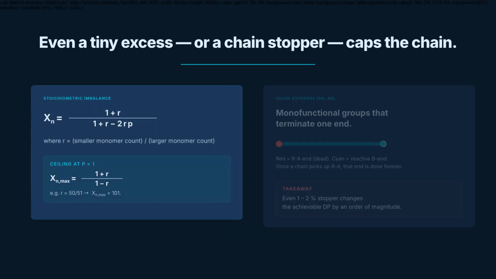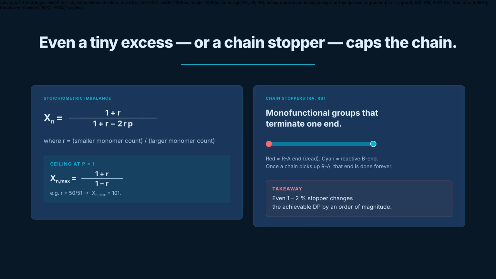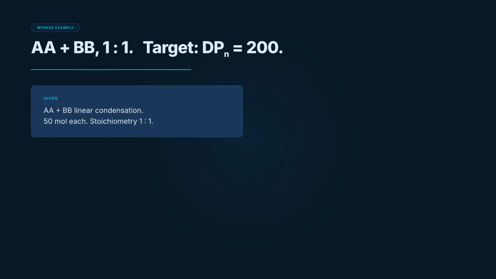Carothers assumed exact stoichiometry. In the real world, you almost never have it. A small excess of one monomer, call the ratio R, limits the maximum chain length to (1 plus R) over (1 minus R), even at perfect conversion. A monofunctional impurity, a so-called chain stopper, does the same thing more aggressively. It occupies a reactive position, but cannot propagate. We will see in a moment that adding only 2% stopper can cut the average chain length by an order of magnitude.